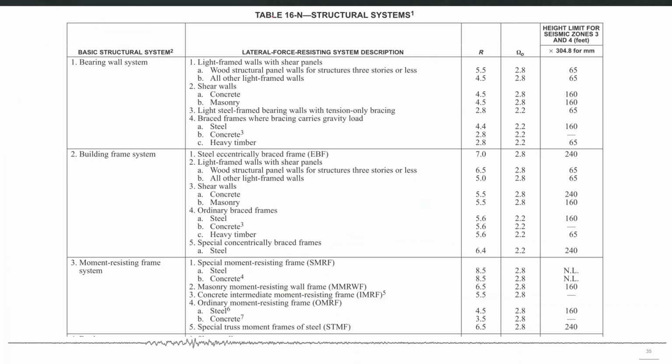Then you have a very important table, which is table 16N, and that table basically gives you two parameters. One is the R factor and the other is the structural overstrength. The R factor is the response modification factor, accounting for the effects of ductility and overstrength. This omega factor is called the structural overstrength, and it is supposed to amplify the design forces of certain elements which are intended to remain elastic.